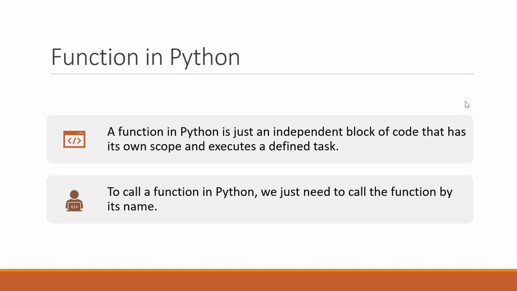Moreover, to call a function in Python, we just need to call a function by its name. In addition to this, a function might take 0, 1 or even more number of arguments, and it may or may not return a value of its execution in the program. Now, we have already discussed that to define a function in Python, we use the def keyword. So let us understand the whole concept with the help of an example.